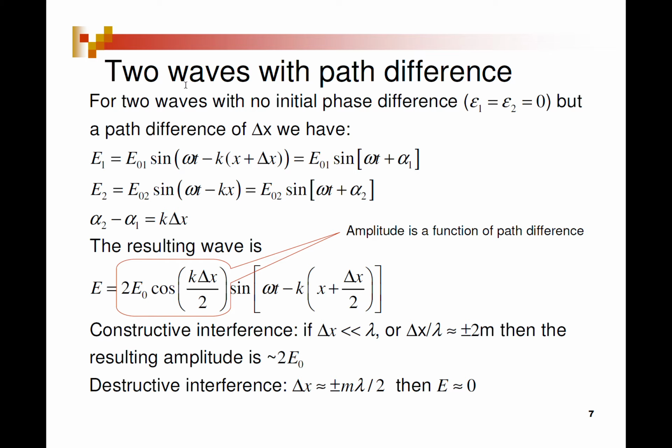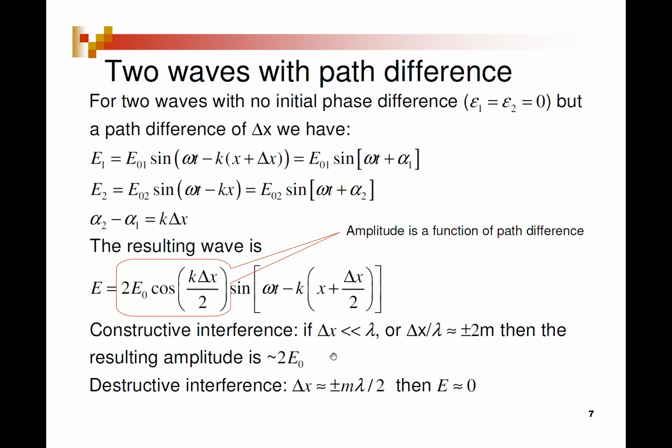And now let's try to think about two waves with a path difference. Here, once again, the same frequency, but the phase difference is given by delta x. And then the resulting wave is given by an amplitude term and this phase term. The amplitude here is a function of the path difference delta x, and depending upon delta x, your amplitude will oscillate by cosine k delta x over 2.